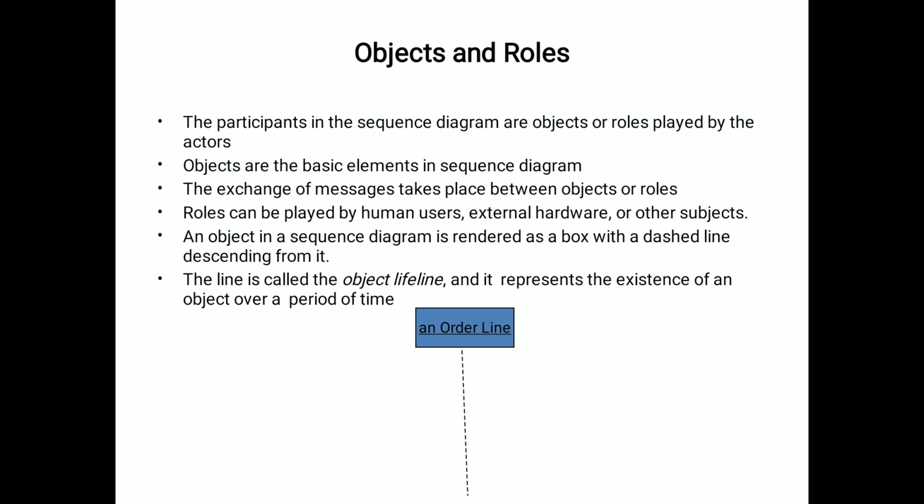So here the participants in the sequence diagram are objects or roles played by the actor. Objects are the basic elements in a sequence diagram. The exchange of messages takes place between objects or roles. Roles can be played by human users, external hardware, or other subjects. An object in a sequence diagram is rendered as a box with a dashed line descending from it. The line is called the object lifeline and represents the existence of an object over a period of time.